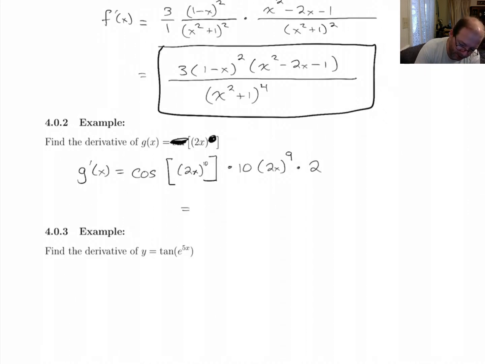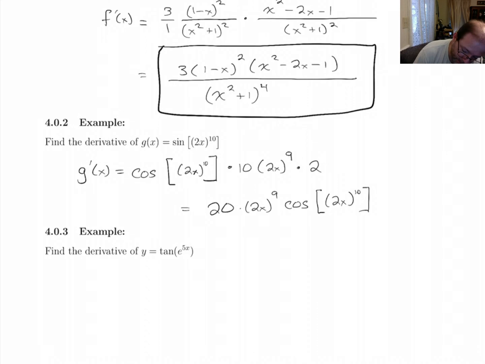And there's not a whole lot to do here as far as simplifying. The only thing I'm going to do is put the 2 and the 10 together. Make this 20 times (2x) to the 9th times cosine of (2x) to the 10th.